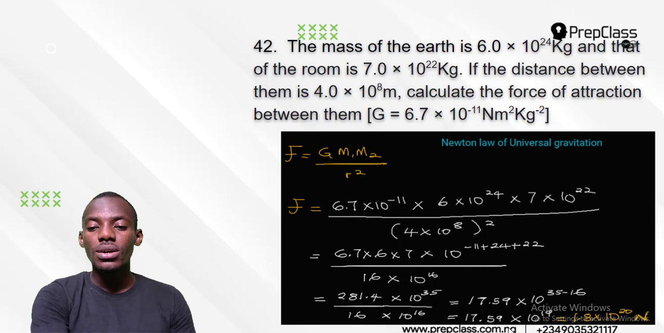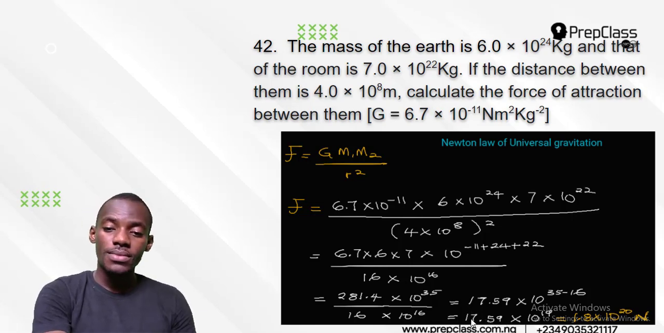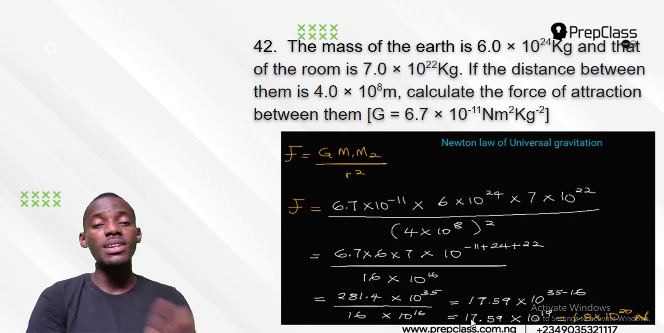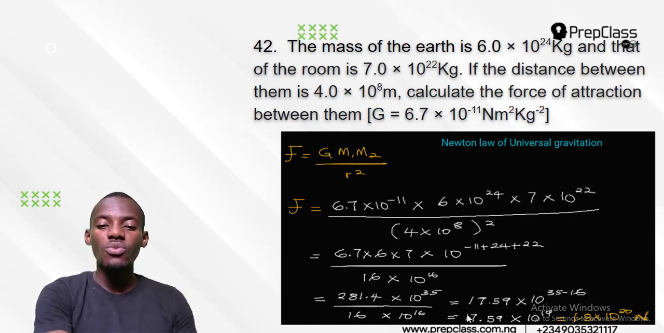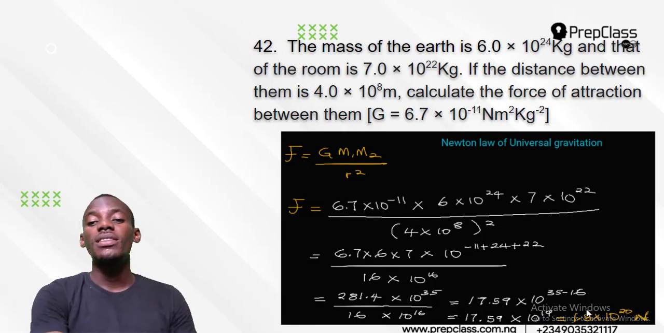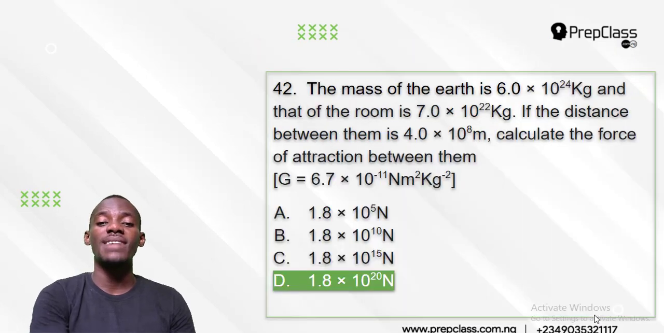Since you moved, I can move this point this way. It will give me approximately 1.8, because 5 will round up to 8, and if you move the point this way, it will give you 1.8 times 10 to the power. Because we have moved the point once, this 10 to the power 19 will become plus 1, so it becomes 10 to the power 20. So I have 1.8 times 10 to the power 20 Newton as my answer.